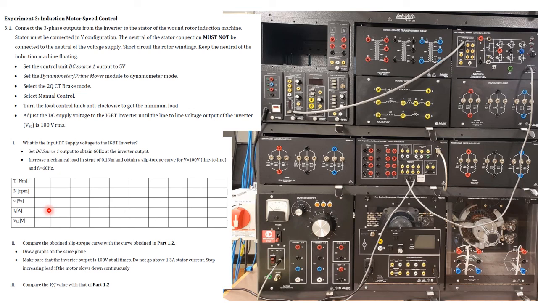And I didn't explain that when you connect this three-phase voltage to the stator of your induction machine, you should first connect it to the ampere meter, then bring it here. Don't forget that, because you need IS as well. Then compare the obtained slip torque curve. You should do these later on. You should completely answer this part and then the next part.